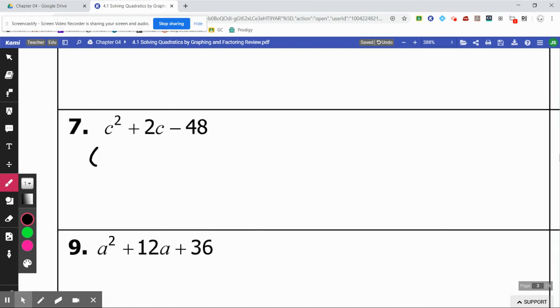Number 7, 2 sets of parentheses. c times c is c squared. What adds to give you 2, multiplies to give you a negative 48 would be a positive 8 and a negative 6.